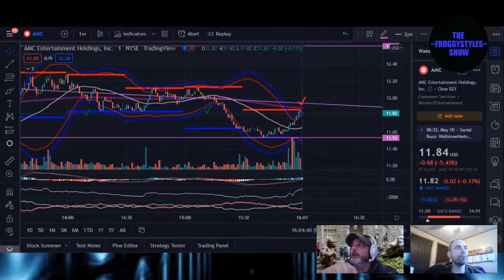So I did end up getting in at $1.24 a share. Oh, nice. And it's raw stock too, so it's pretty good. Yeah.